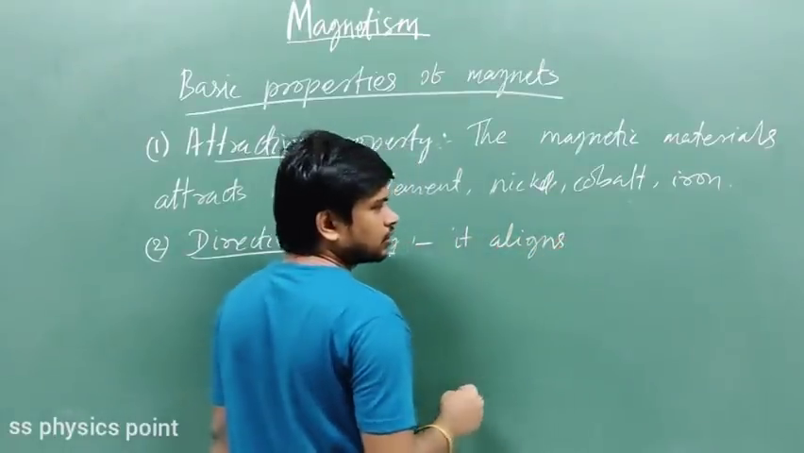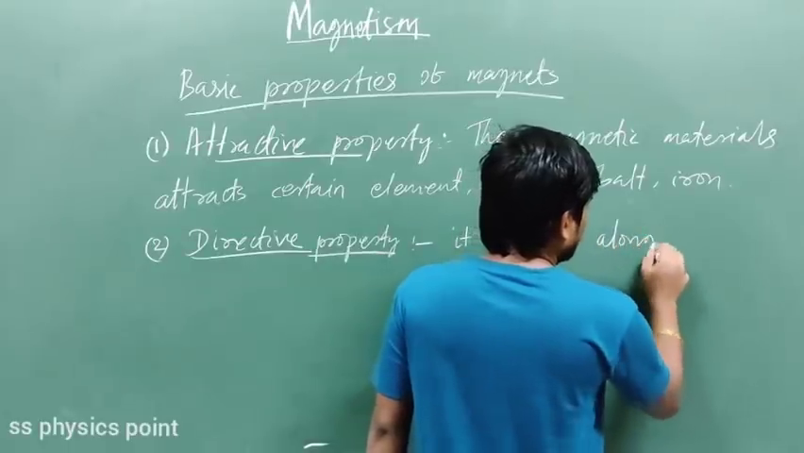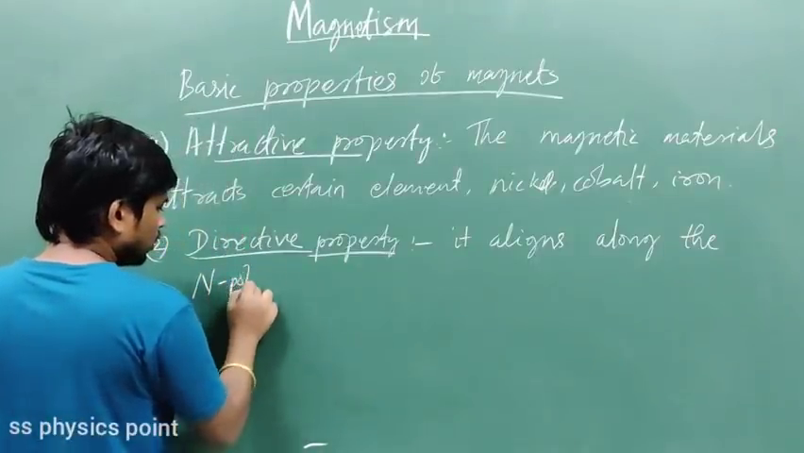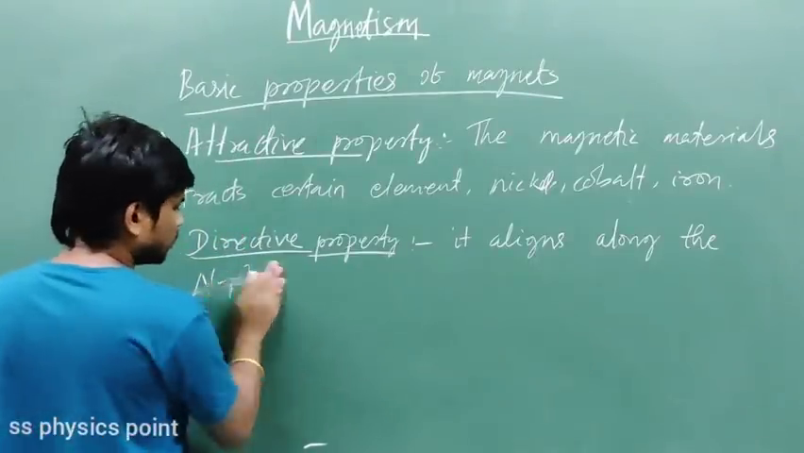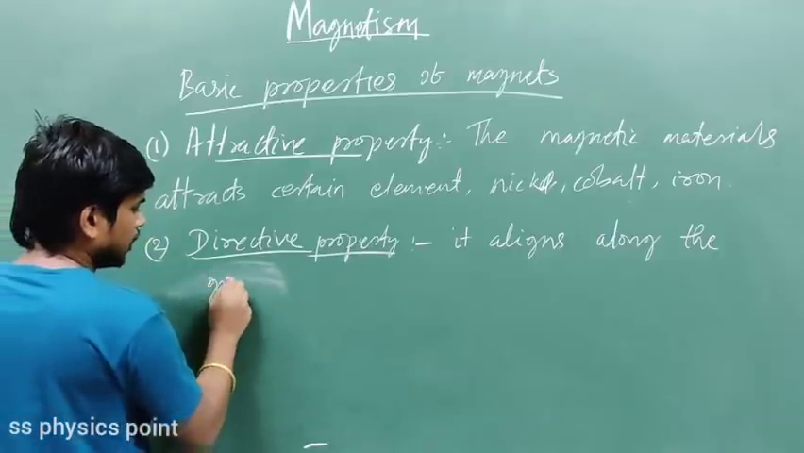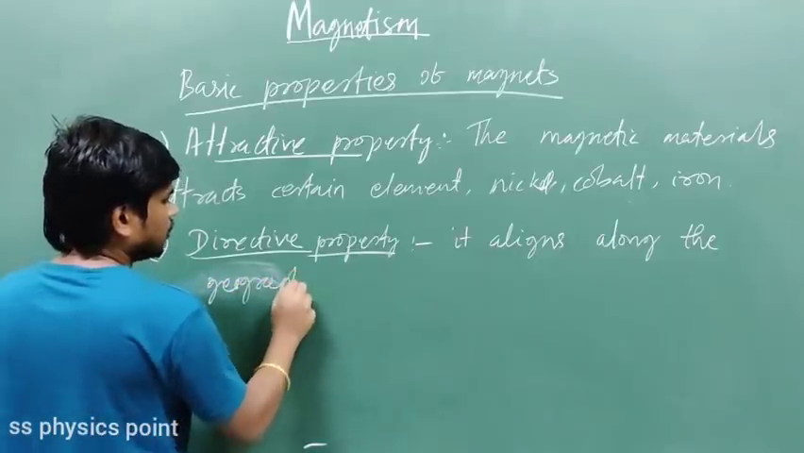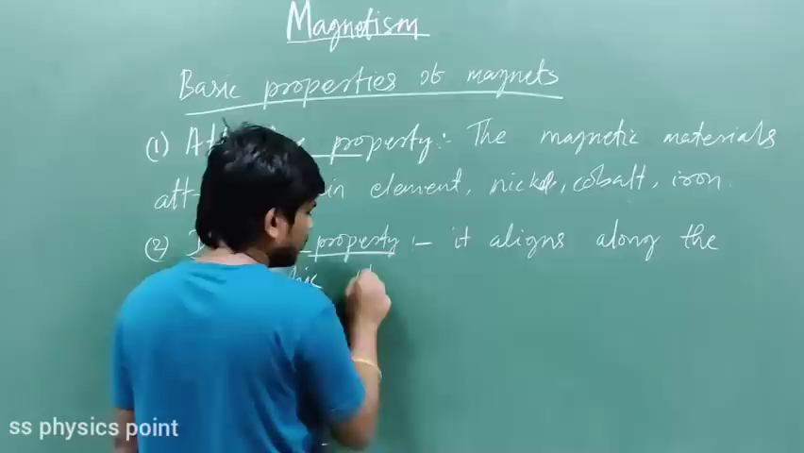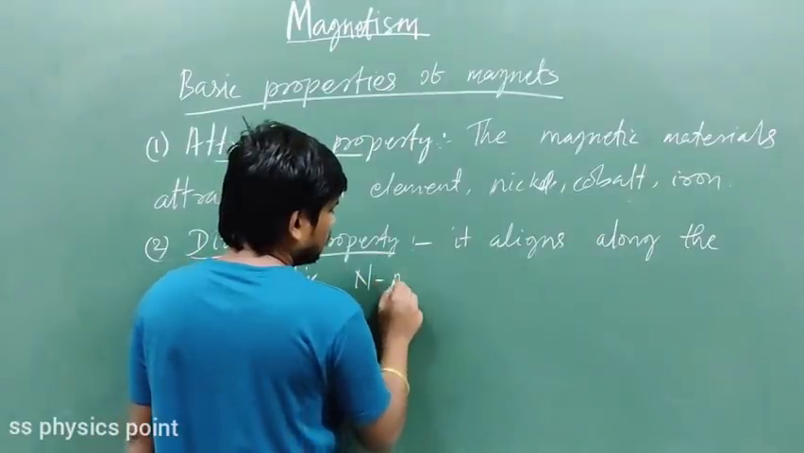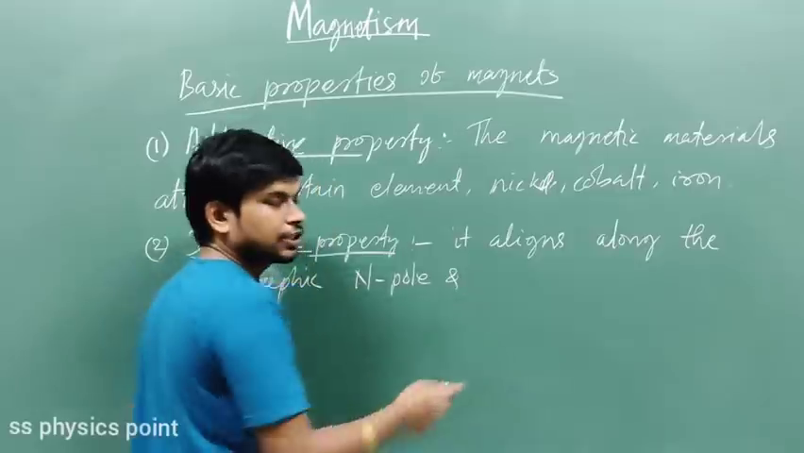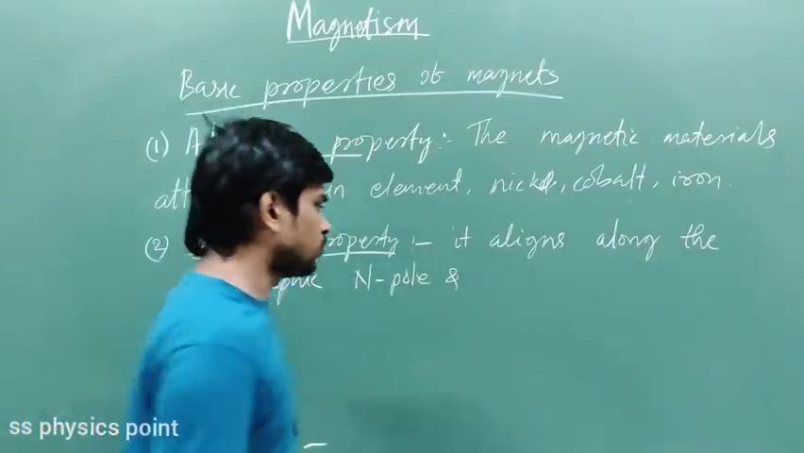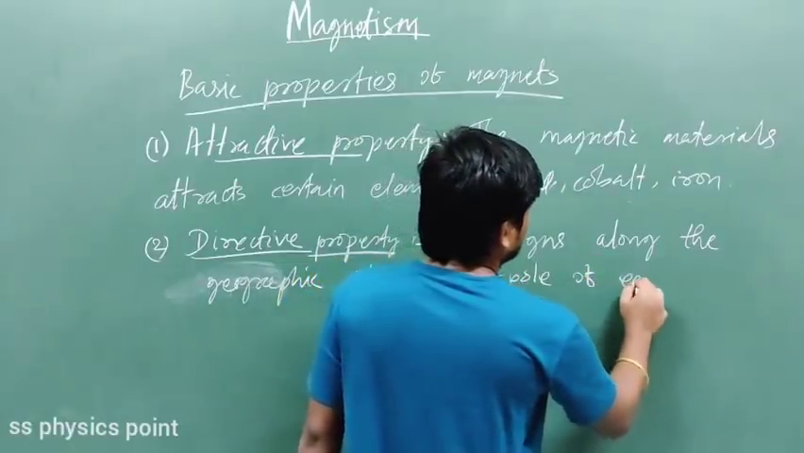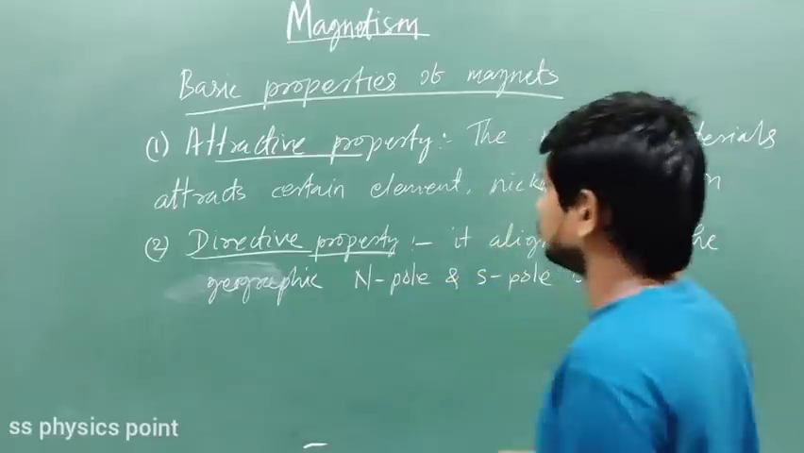aligns along the north pole, sorry, along the geographic north pole and south pole, or you can also write north pole and south pole of Earth. Just write it. This is known as the directive property.